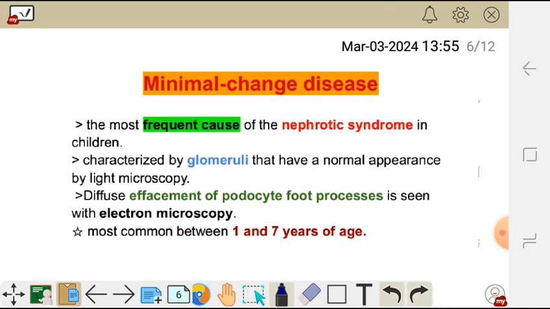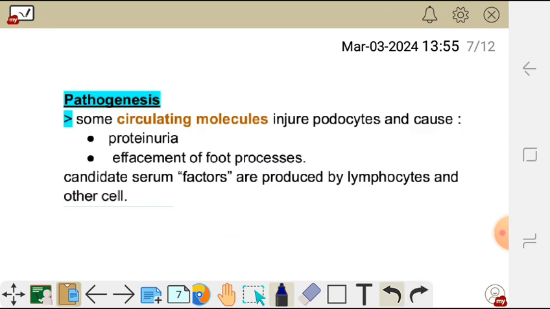Minimal change disease occurs mostly in children between 1 and 7 years of age. The pathogenesis of minimal change disease is not well known, but there is a suspicion of circulating molecules. These circulating molecules injure the podocytes and cause effacement of foot processes, and effacement of these foot processes will lead to proteinuria, that is, protein in the urine.